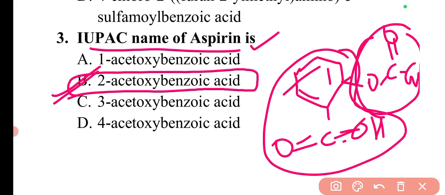At the second position, counting 1, 2, 3, 4, 5 and 6, the group is an acetoxy group, and the remaining structure is the benzoic acid. So in this structure you only need to know the position of the acetoxy group. So here option B will be the correct answer.